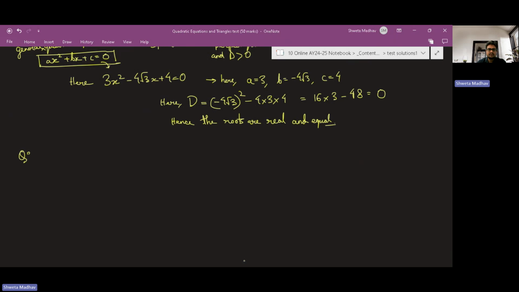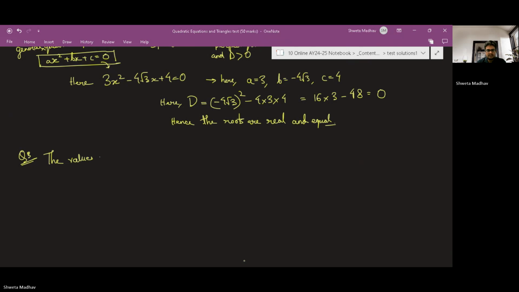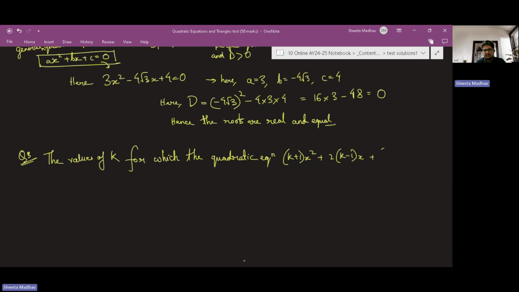Then in question number 3, it has been told the values of k for which the quadratic equation k plus 1 x square plus 2 into k minus 1 x plus k minus 2 is equal to 0 has real roots is: option A is k equal to 2, option B is k equal to 3, option C is k equal to 0, option D is none of these.